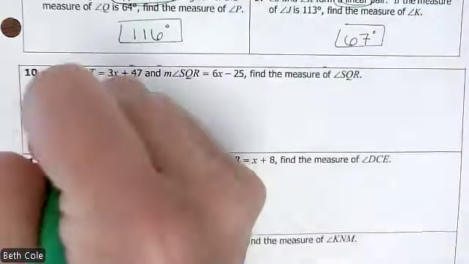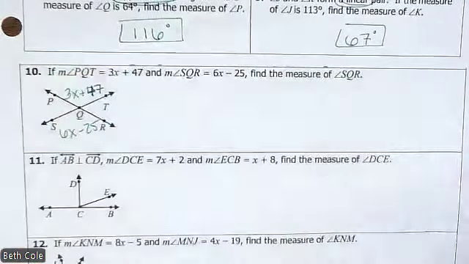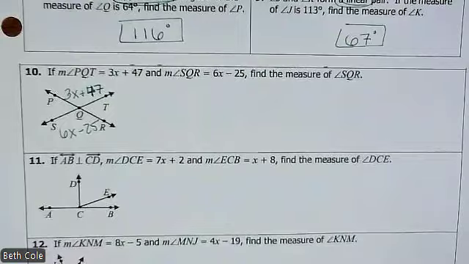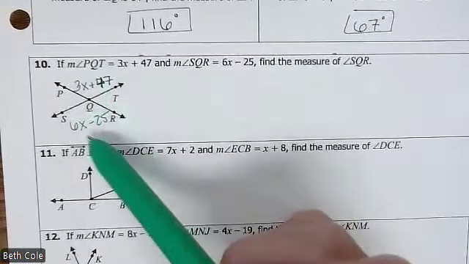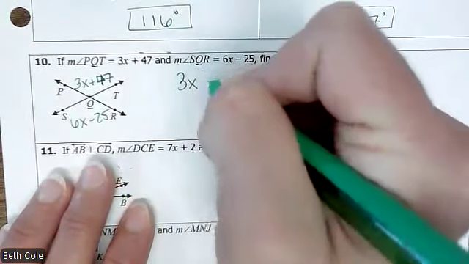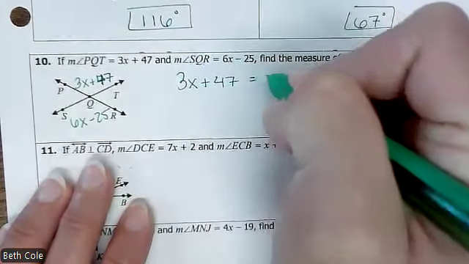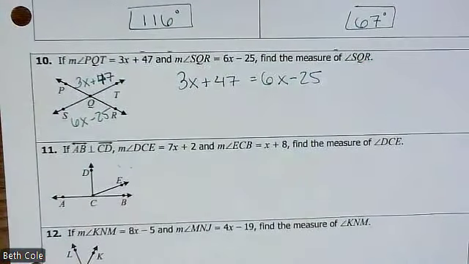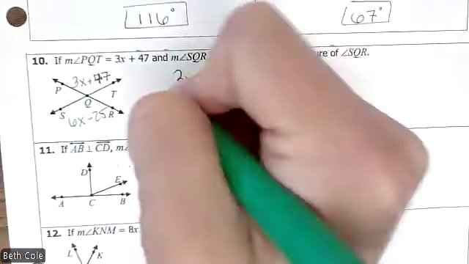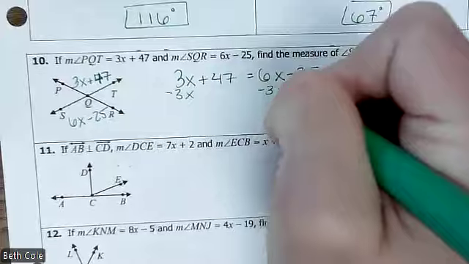SQR is 6x minus 25. So do you see how those are across from each other? Yeah, that means they're the same. We're going to set them equal. So you're going to set these things equal to each other. And again, when you get to geometry next year, your teacher is not going to teach you how to solve an equation. It's understood that since you passed Algebra 1, you would know how to solve this. And you guys are really good at solving these. We're going to minus the 3x.